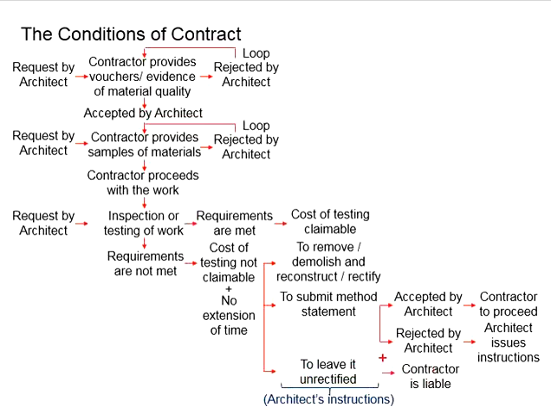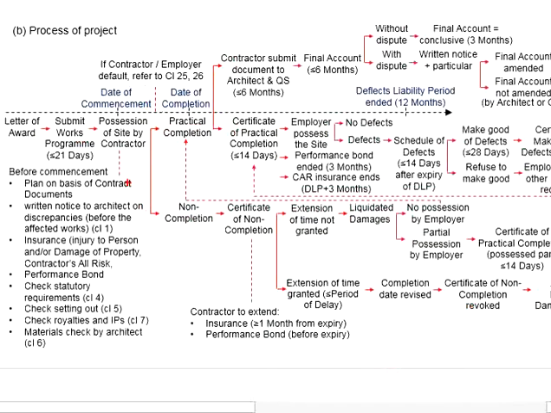The third option that the architect have is to instruct the contractor to leave it unrectified. However, the contractor will be liable for those work, and the relevant cost should be offset from the payment. Most likely, the employer will need to hire somebody else to rectify it, and the cost will be incurred to the contractor. These are about the preparation jobs before the commencement of the work.